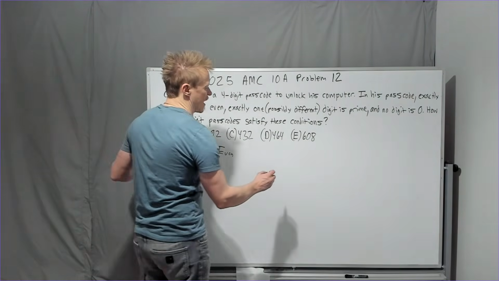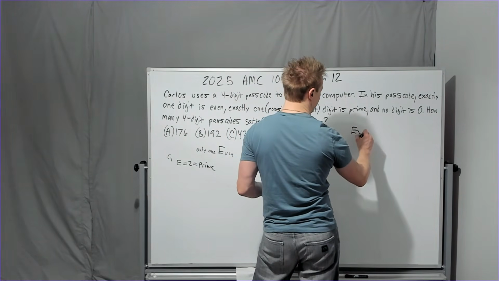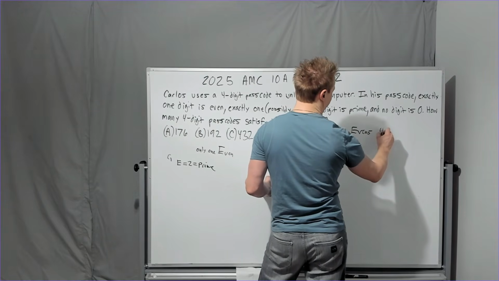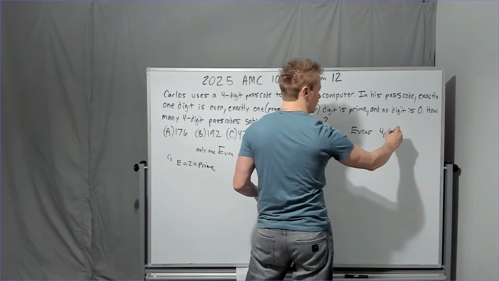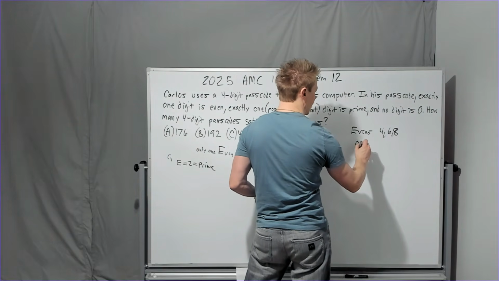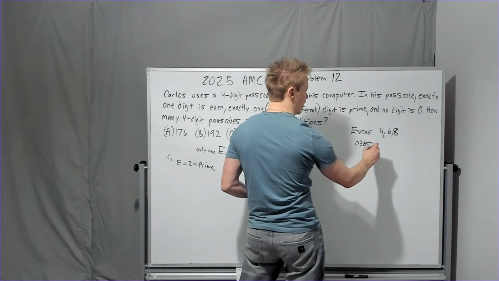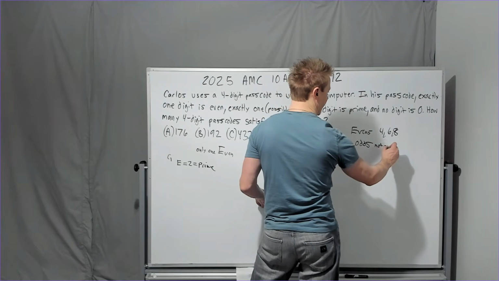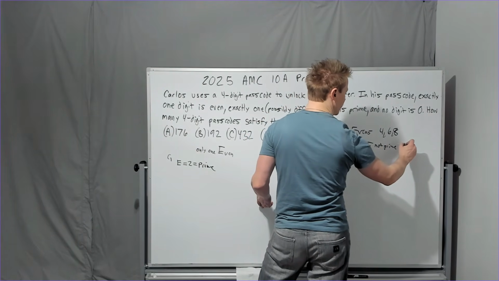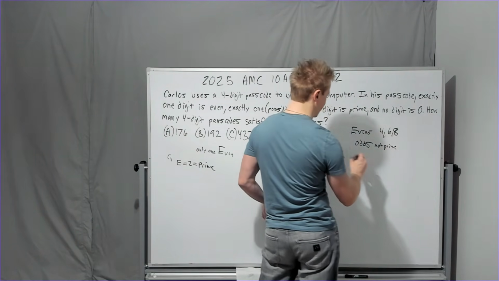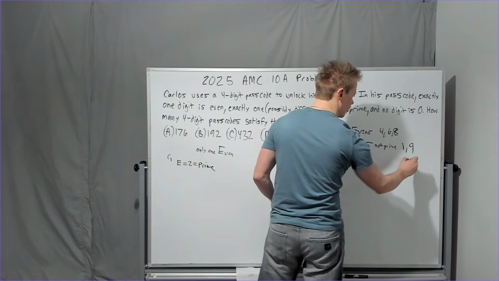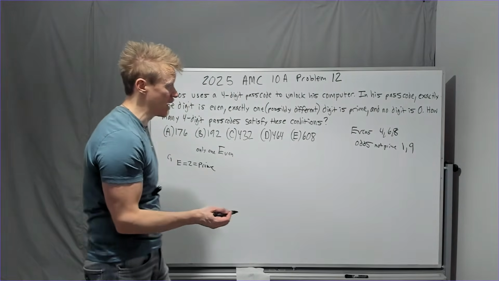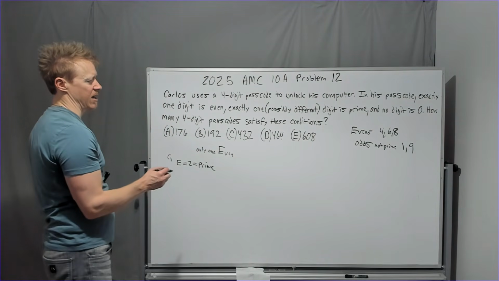So if I do that, my other evens are 4, 6, and 8 because no digit is 0. So 4, 6, and 8. My odds that are not prime are only, see, 3, 5, and 7 are all prime. It's only 1 or 9 that you can use. 1 is not prime, nor is it composite.